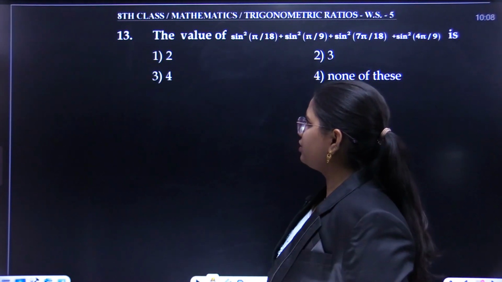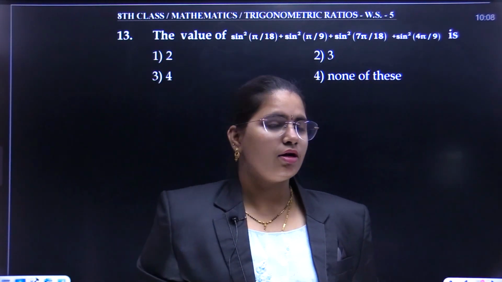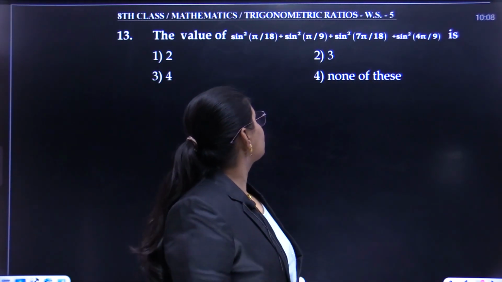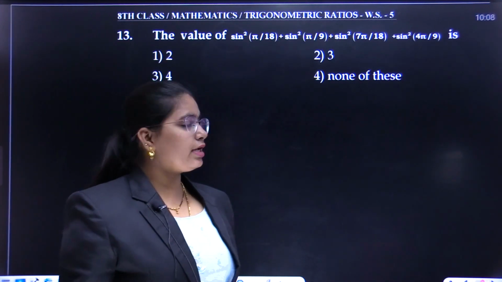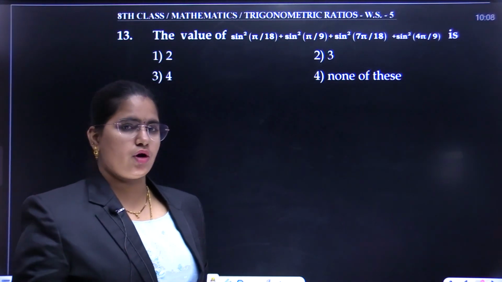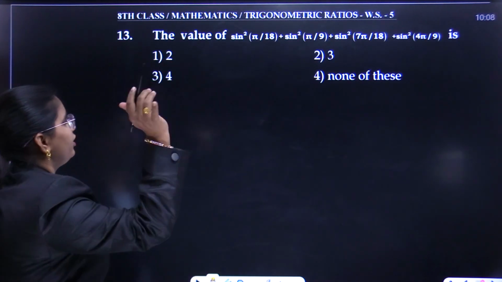What is my next question? The value of sine square pi by 18 plus sine square pi by 9 plus sine square 7 pi by 18 plus sine square 4 pi by 9 is what? Right? So we are given this particular question, we'll find it out.